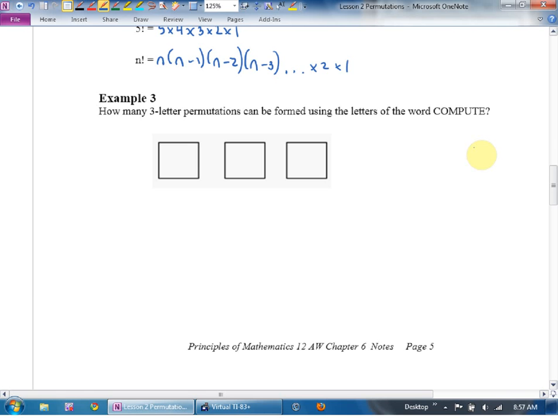How many three-letter permutations can be formed using the letters of the word compute? Well, how many letters are there in my grab bag for the first one? 7. Then.